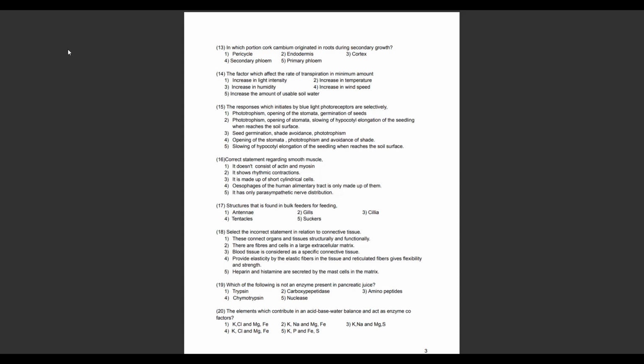Question number 18. Select the incorrect statement in relation to connective tissue.